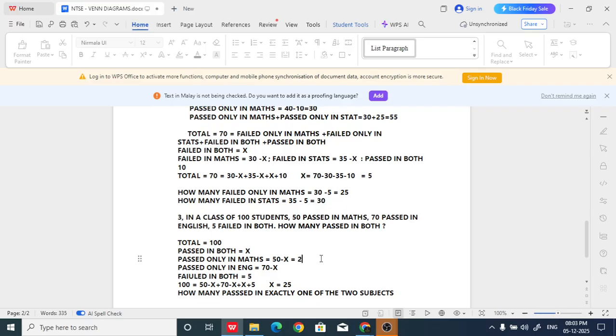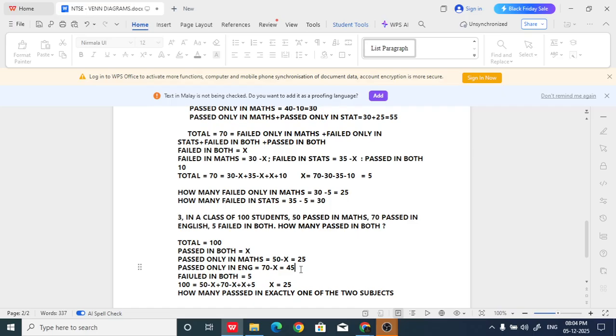Only in maths is 25. 50 minus 25, 25, sir. Only in English: 70 minus 25 is 45. Sorry, the students who passed only one subject are 25 and 45. So 50 minus 25 is 25, and 70 minus 25 is 45.